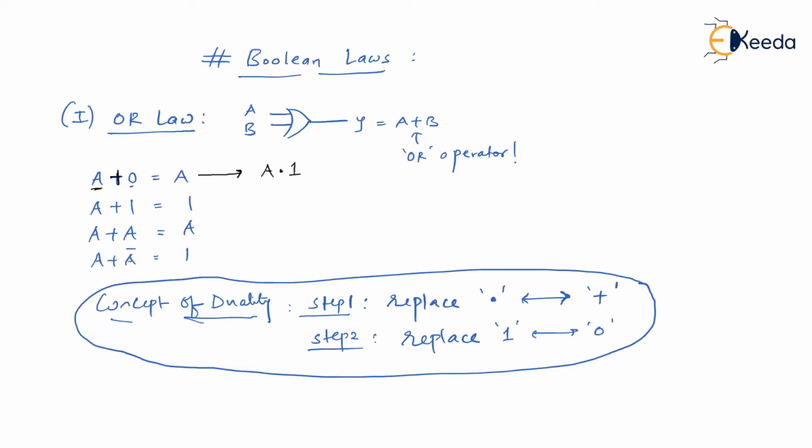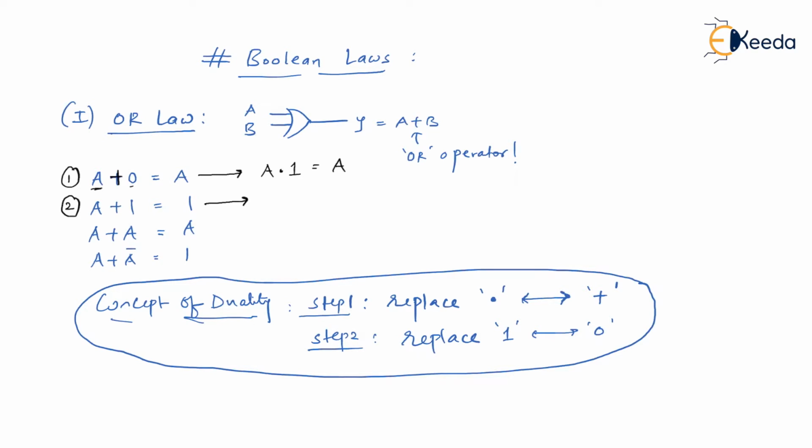Come on, A dot 1 is equal to what? A. Obviously, when you take a product of any variable with 1, you get the same variable, isn't it? Next, now I'm talking about the second relation.